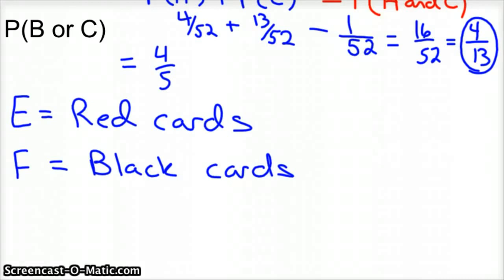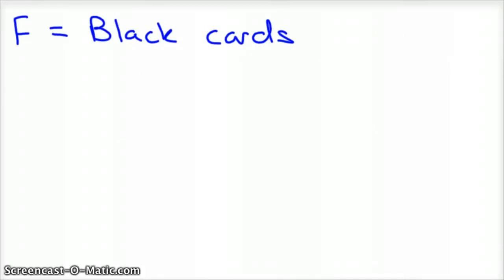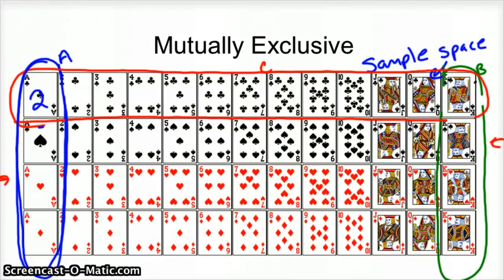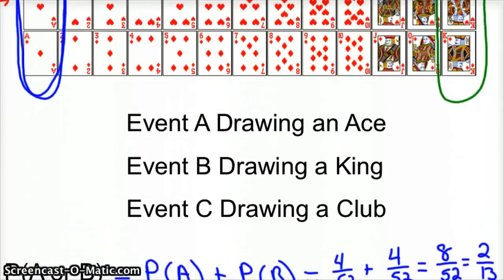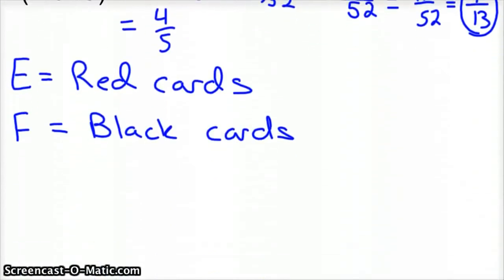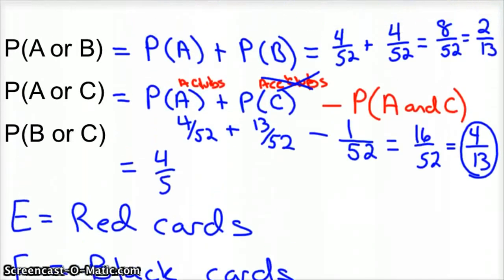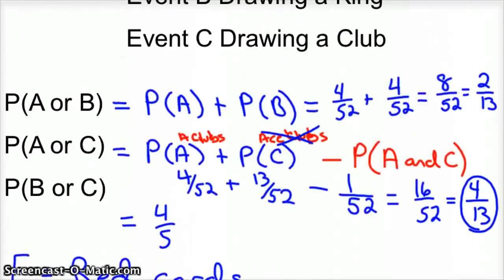Okay, so these two events, you could easily see the top half is your black cards, the bottom half is your red cards. And so let's find the probability of A, which is an ace, or E, which is red cards. So we want to know the probability of drawing an ace or a red card. Alright, so we got a lot of overlap here.